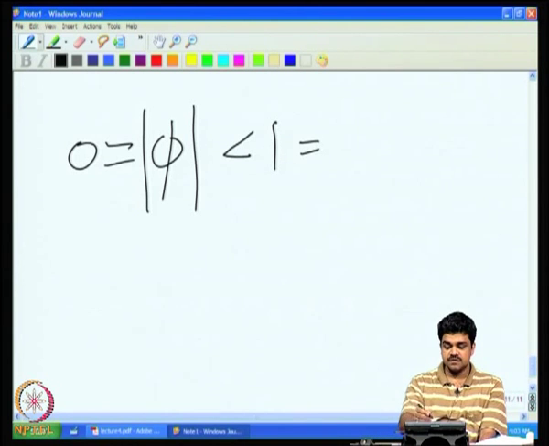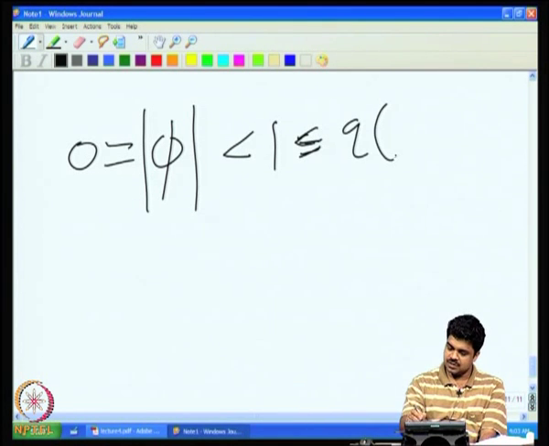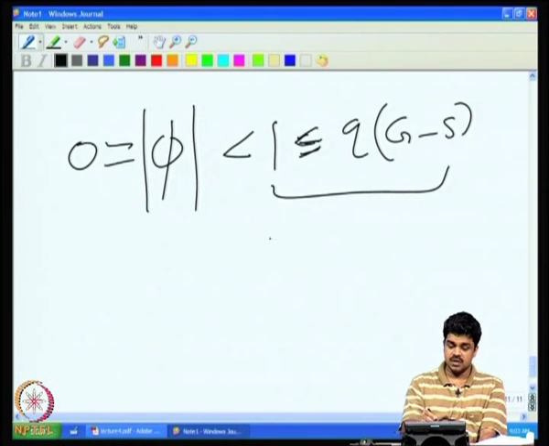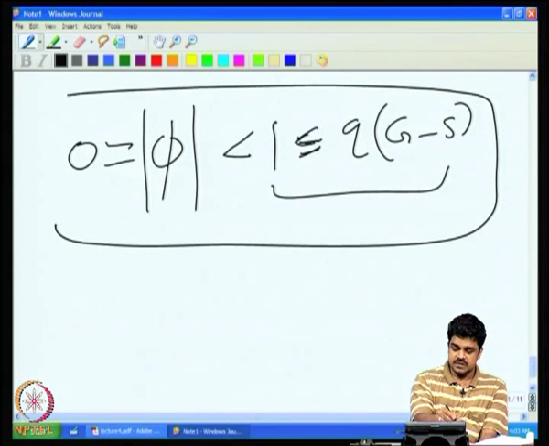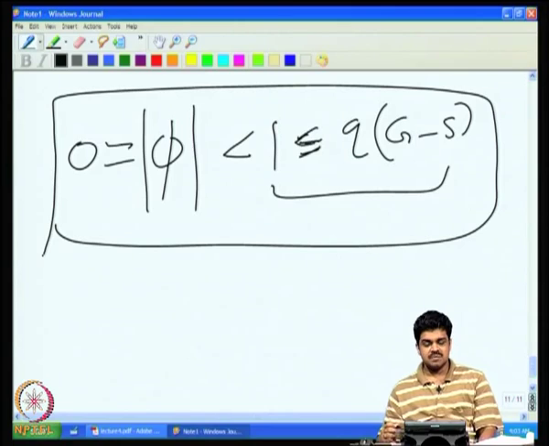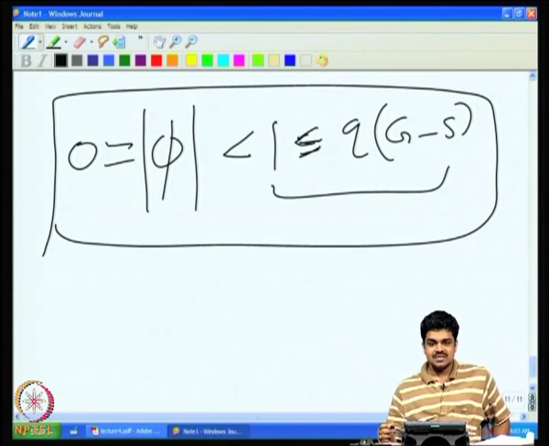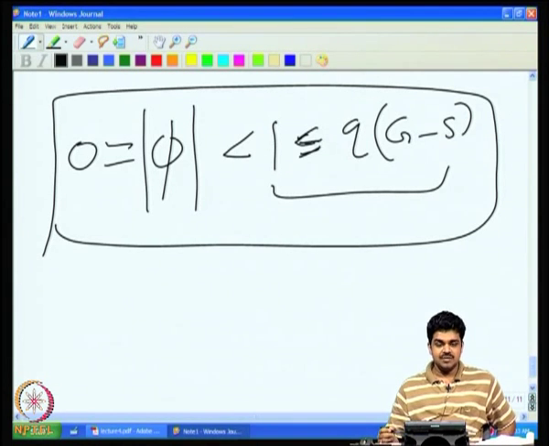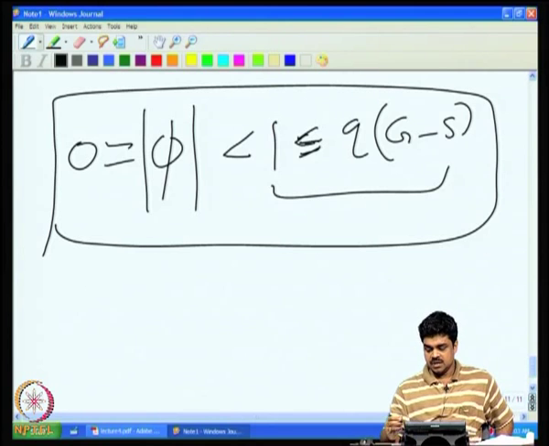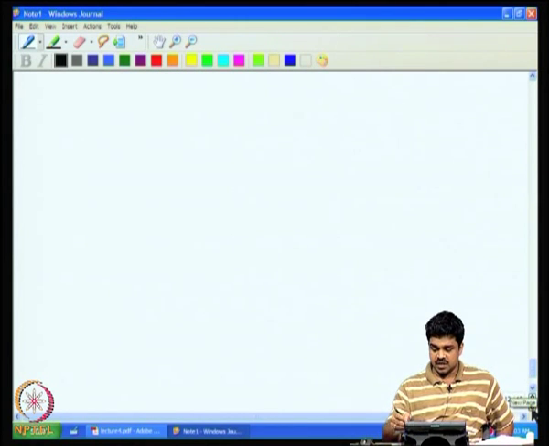If it is a connected graph, there is one component that is odd. But if it is a disconnected graph, at least one component has to be odd. So this q of G minus S is going to be greater than or equal to 1, and that is greater than the cardinality of phi. Therefore, for odd graphs, this statement is trivially true, because you can always take phi, the empty set, as the bad set. So, we can assume that it is an even graph.